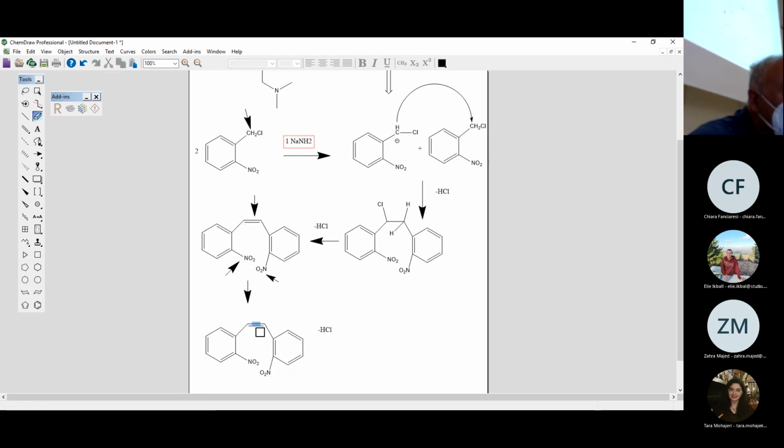Here we have a single bond, and here we have 2 amino functions, 1 and 2. And then we can warm this mixture, this compound, and we get finally our system. This one.